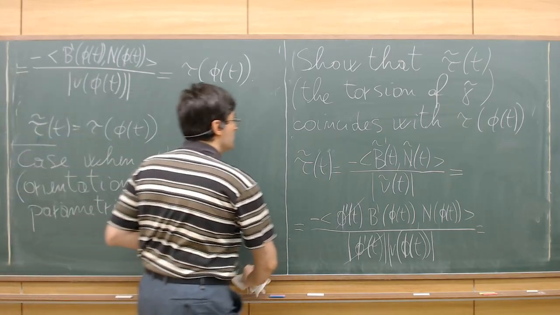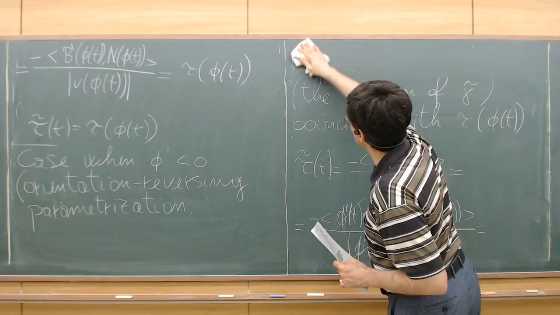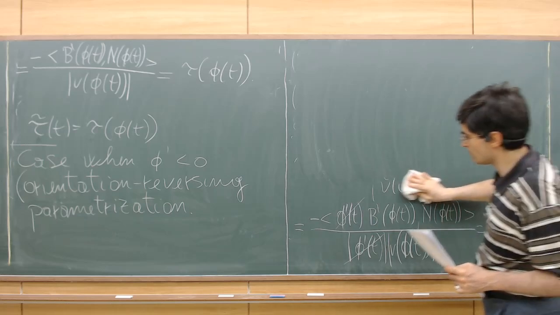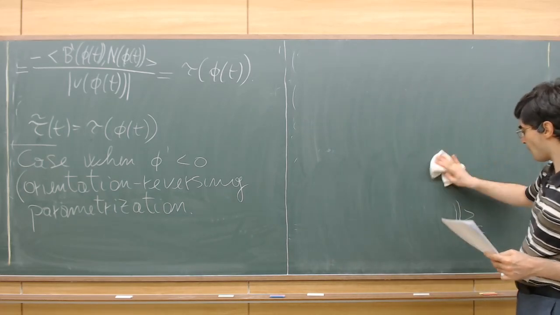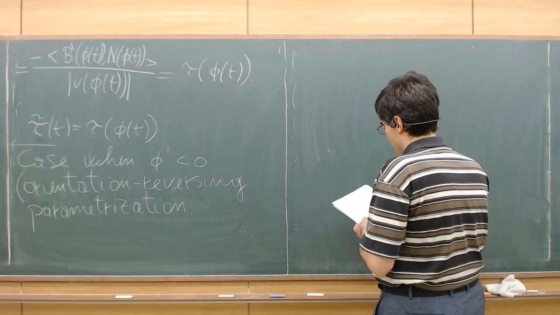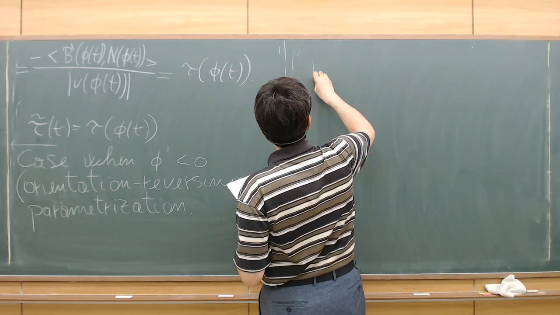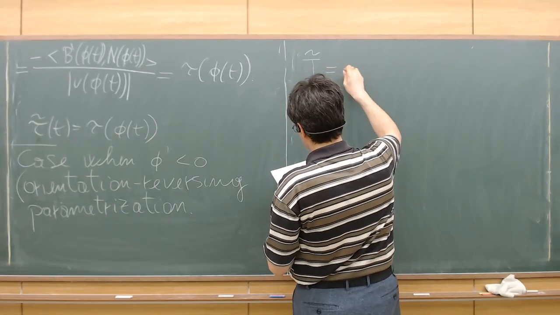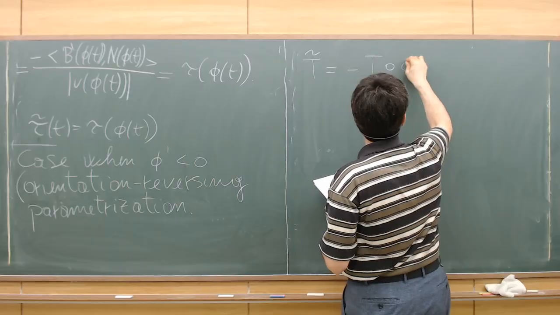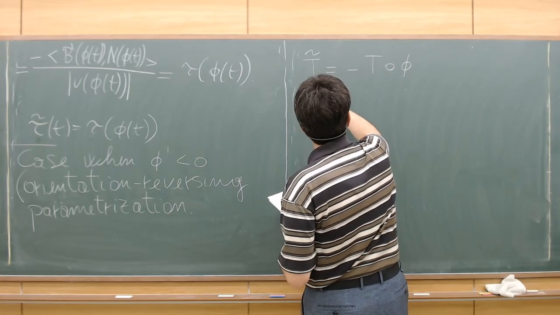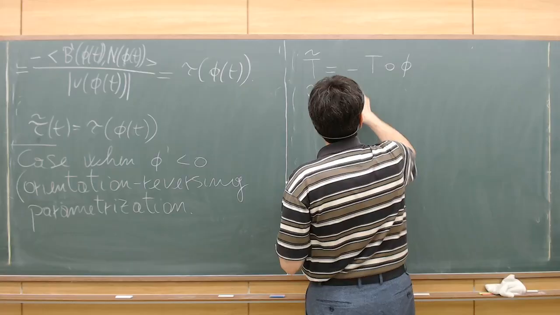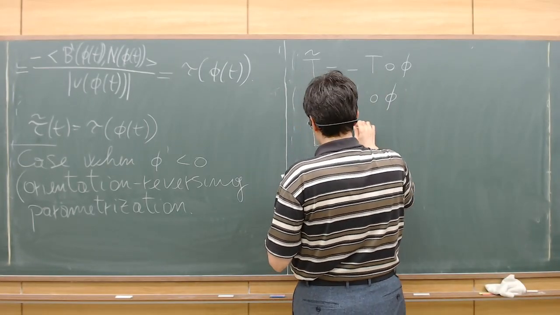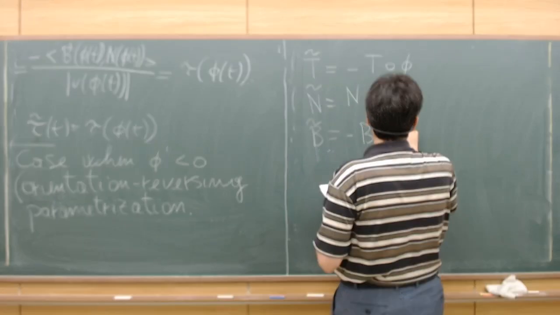In this case, the Frenet frame associated with gamma theta is given by the following formulas: t tilde equal to minus t composed with phi, n tilde equal to n composed with phi, b tilde equal to minus b composed with phi.